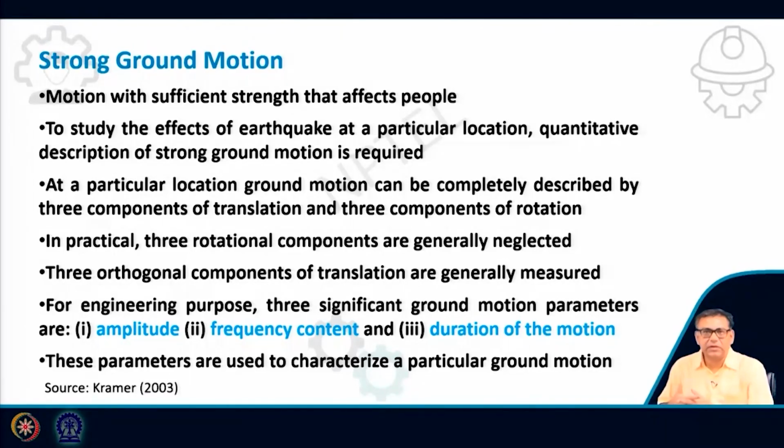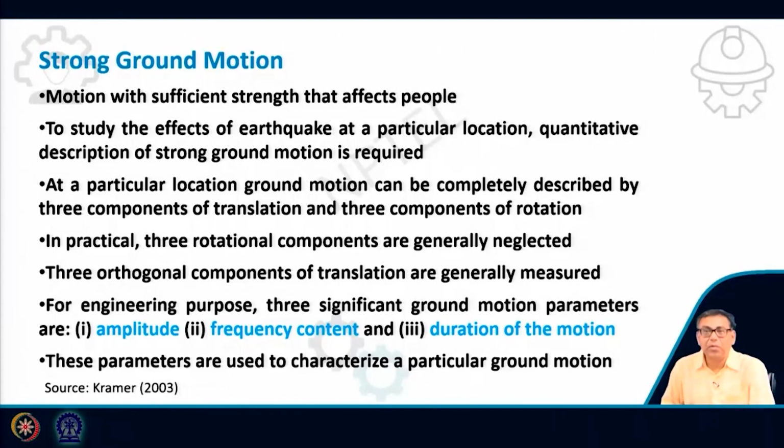So, x is one horizontal component, y is another horizontal component and z is the vertical component. So, these three orthogonal components of translations are generally measured, and then I will discuss how we will measure that. Now, for engineering purpose, three significant ground motion parameters are amplitude, frequency content and duration of the motion.